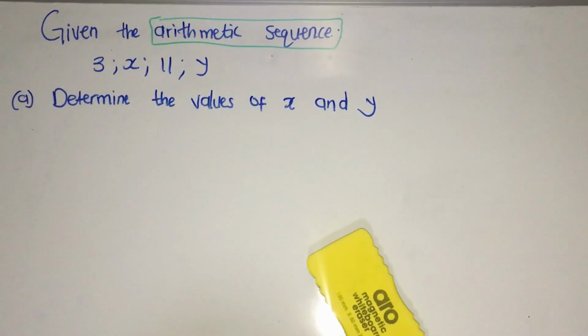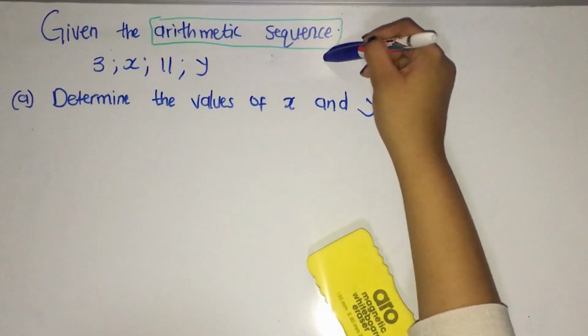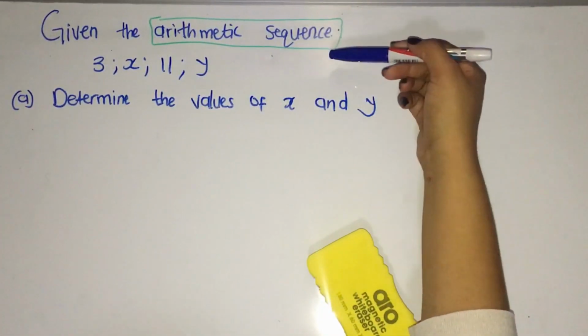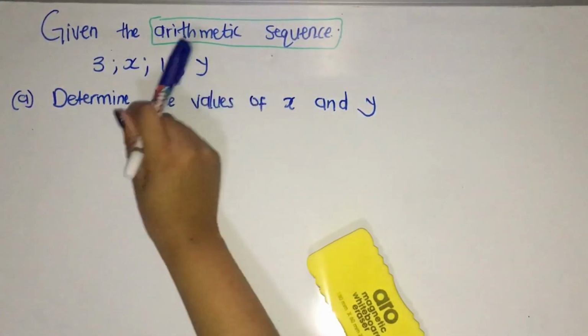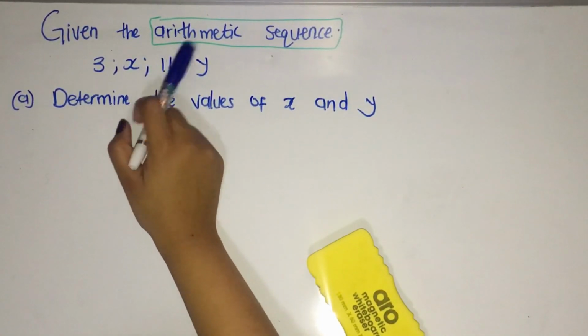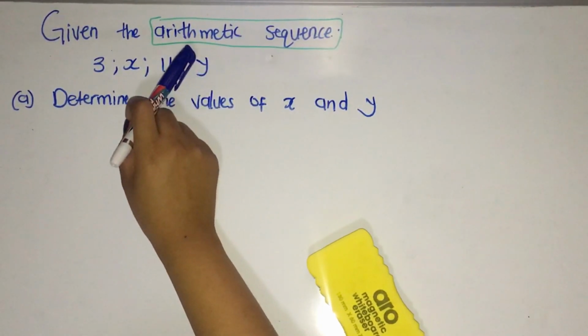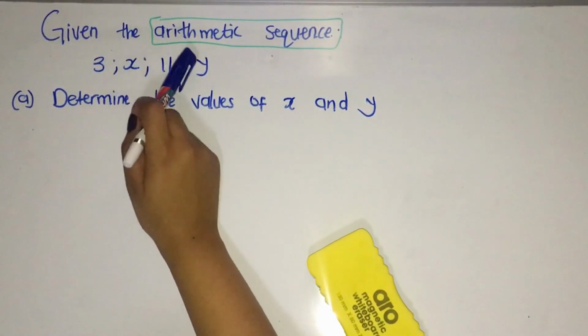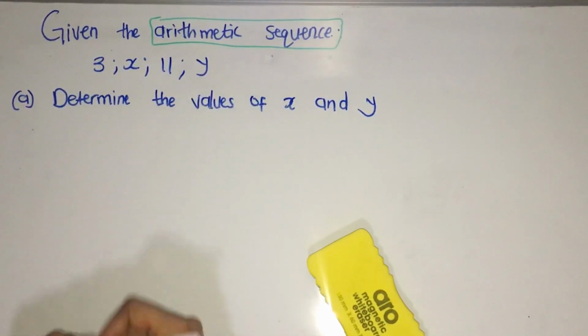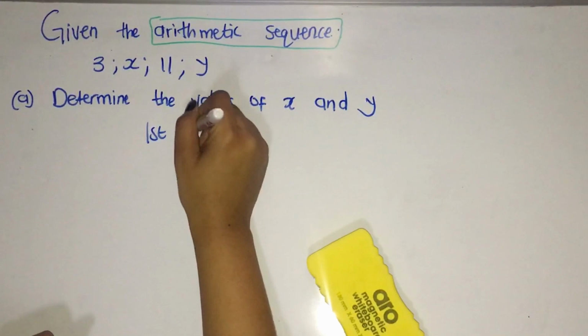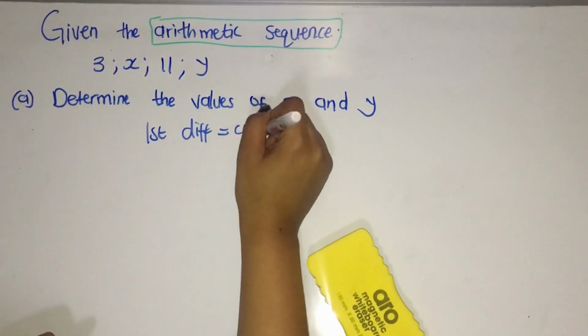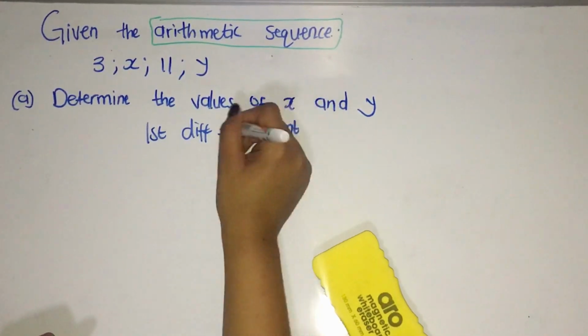Now, on our first example, it reads as follows: given the arithmetic sequence where you have 3, x, 11, and y, determine the values of x and y. As you can see, I have highlighted this in a green pen to show you that each and every time you're told that this is an arithmetic sequence, you need to take advantage of that. What is it that you know about an arithmetic sequence? You know that the difference of an arithmetic sequence is constant. So therefore, you don't have to stress yourself.